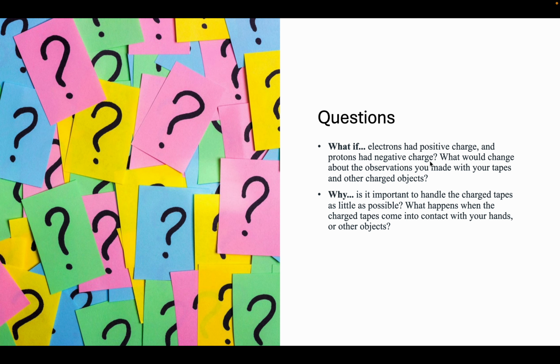Questions. What if electrons had positive charge and protons had negative charge? This wouldn't really change anything, as in physics, the main objective is understanding that opposites attract and same charges repel. So it wouldn't really change anything.